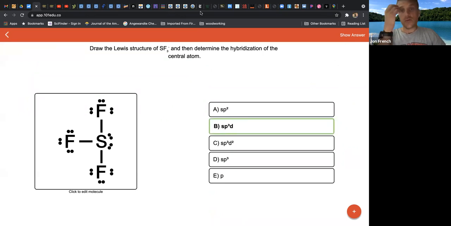So that was a tricky question, in that we did have to assign quite a few extra electrons to that central sulfur. But once we did that, you should see 5 electron domains. 5 electron domains means sp3d hybridization on that central sulfur.